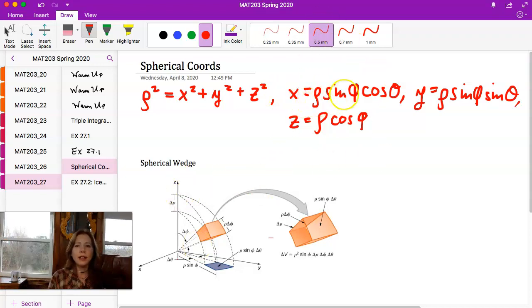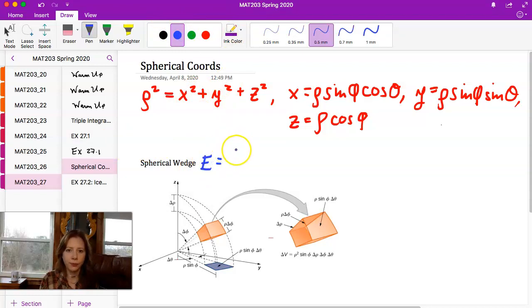So for x, it's going to be rho times sine phi times cosine theta, because your reference for phi is referencing, once again, the z. So you take the sine of phi and then the cosine of theta, because theta references x. So for y, you're doing rho times sine phi sine theta, because you're not directly referencing the y-axis in either of these cases.